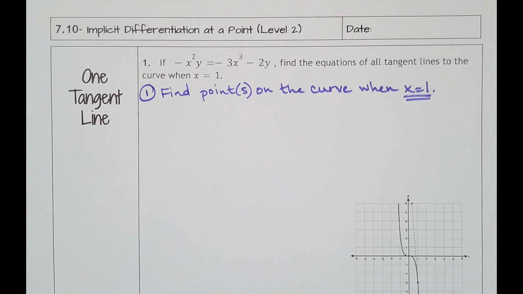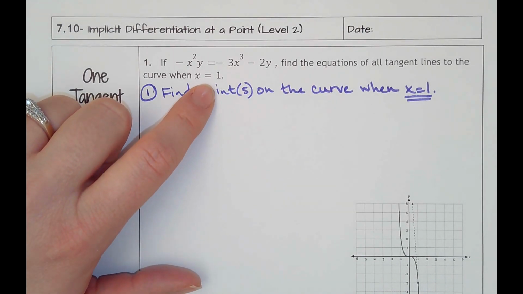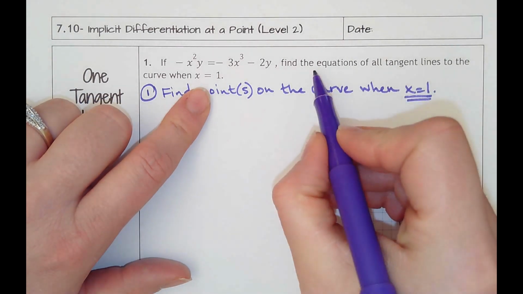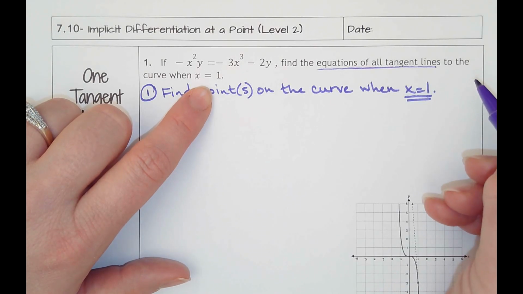Lesson 7.10, implicit differentiation at a point level 2. These really aren't any harder. They're just level 2 because they're not giving us an actual point. They're just going to give us one of the values of the ordered pair, and we have to then plug that in and find the point. They're also wanting us to write an equation of the tangent line, and it could be more than one.